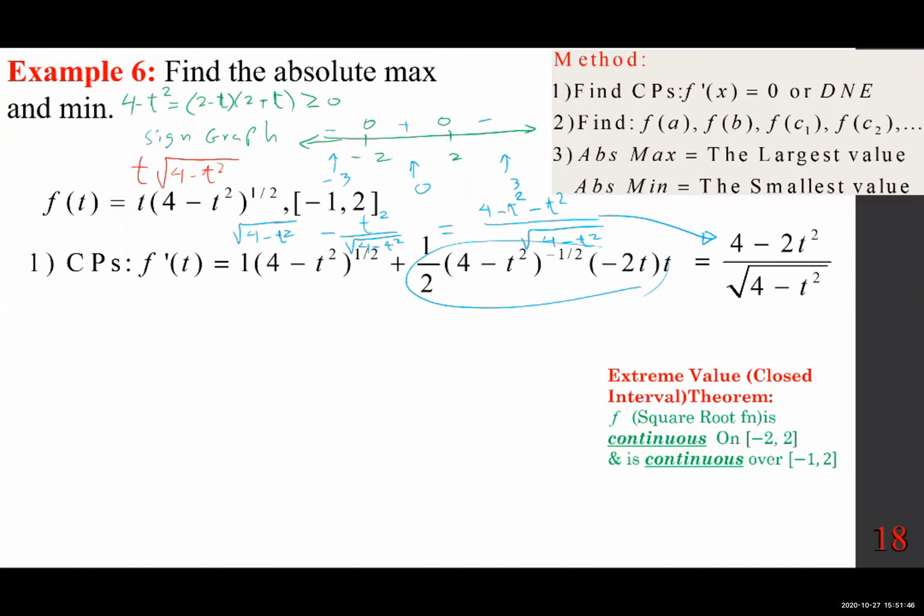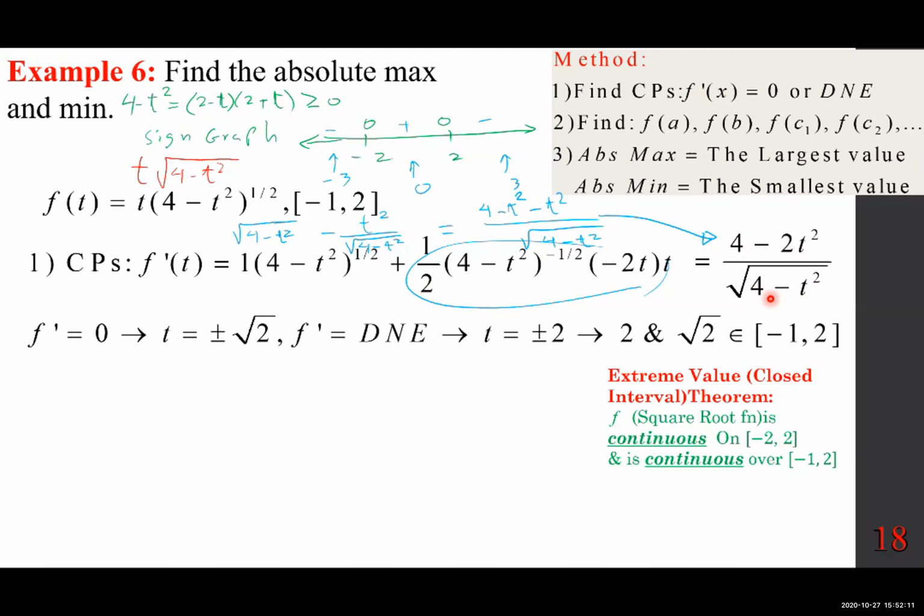Now we set this equal to 0 and see what happens. There are two things we need to look at. F prime equals 0 means the top is 0. 4 minus 2t squared equals 0. That's a simple case. 4 is 2t squared, t squared is 2, t is plus or minus square root of 2. The bottom is 0 means 4 minus t squared is 0. T squared is 4, t is plus or minus 2. So there are 4 answers. I'm assuming everybody can see that. And you need to put them in the given domain of minus 1 to 2.